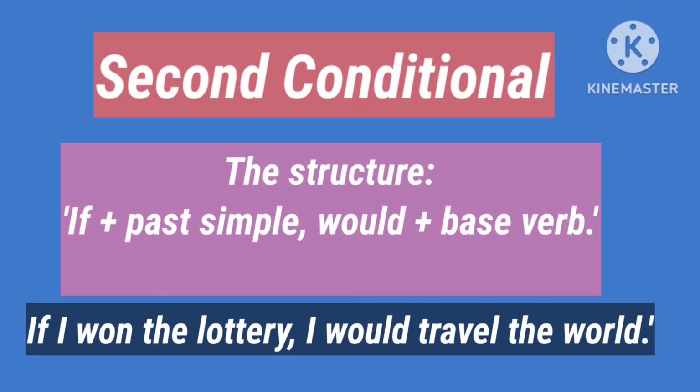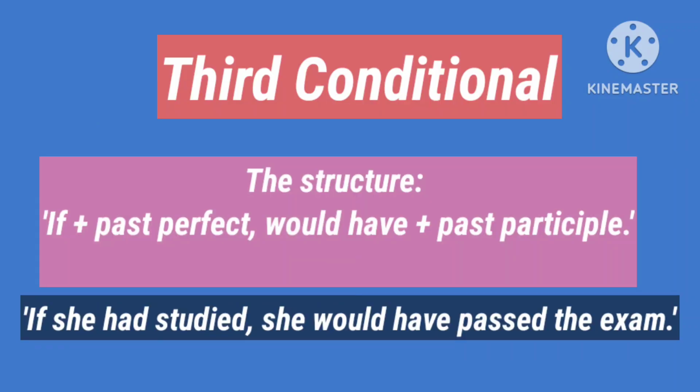Second conditional. The structure is if plus the past simple tense followed by would and the base form of the verb. For example, if I won the lottery, I would travel the world. Here, winning the lottery is an unlikely condition. Third conditional. The structure is if plus the past perfect tense followed by would have and the past participle. For example, if she had studied, she would have passed the exam. This means that she didn't study and as a result, she didn't pass the exam.